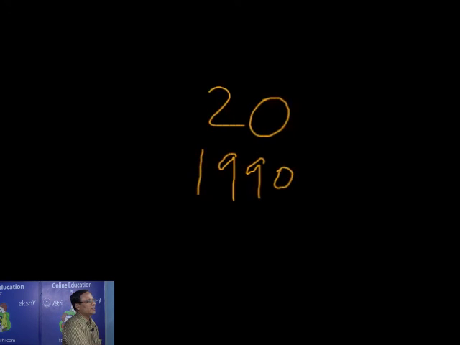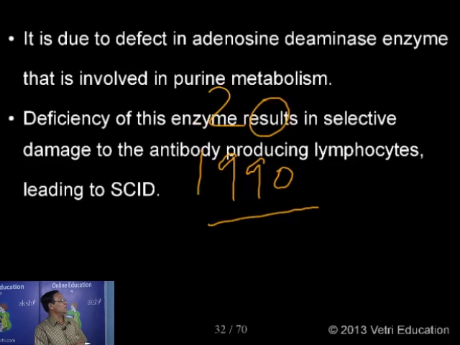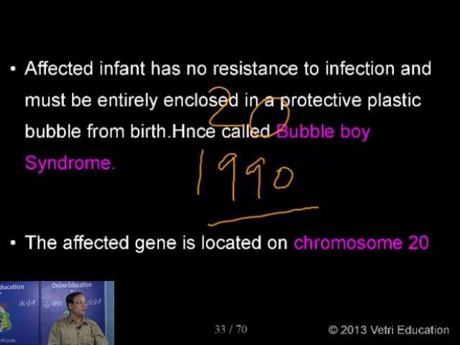And now in gene therapy, this was the first disease for which treatment was started, in 1990. The affected gene is located in chromosome 20, and one female child was treated in 1990 using the gene therapy method, replacing the gene to correct the disorder. So, that is the last one we have regarding the recessive autosomal gene disorders.